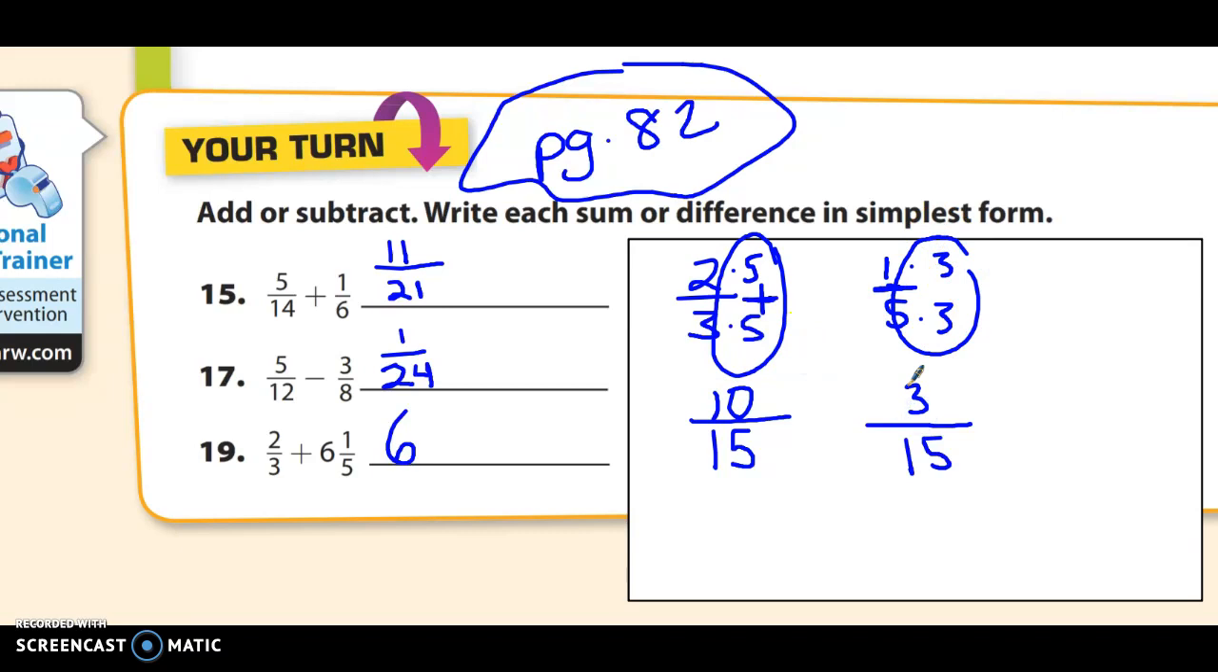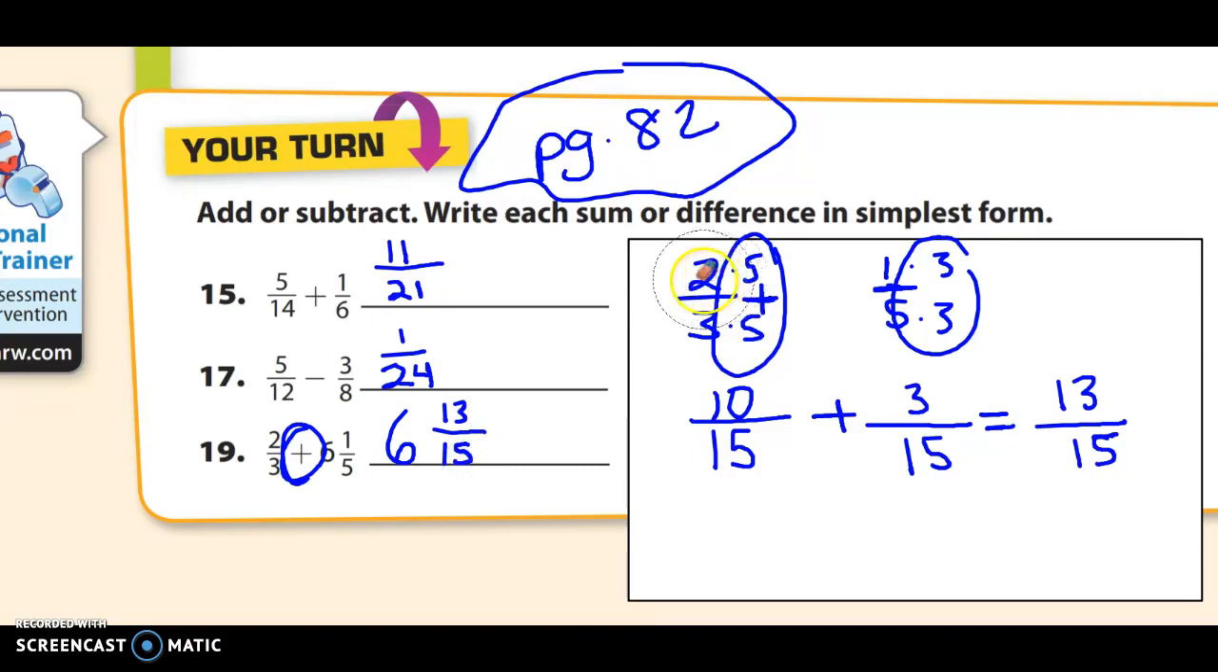And I'm going to go back and check my sign. It's addition, so I'm going to add. I'm going to get 10 plus 3 is 13. And 15 over 15. We don't add our denominators. And that doesn't simplify because 13 and 15 don't share a factor. And I already added up my whole numbers. 6 and 13/15.